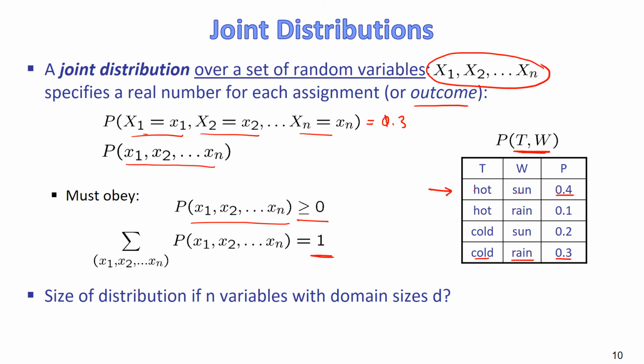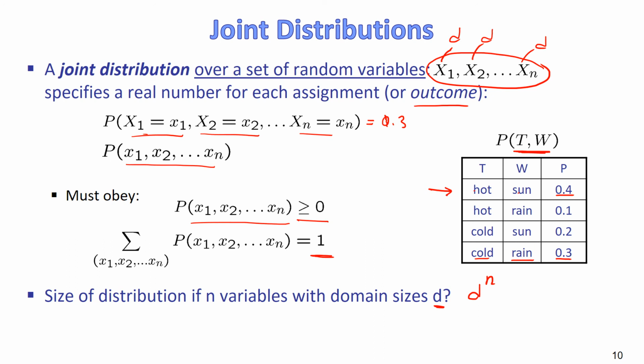Now what is the size of that table? If we have n variables and each of them has d possible values, what is the number of rows in that table, which is the size of the table? We have d for each, so it will be d times d times d and so on for all the variables, which means that we'll have d to the power n because we have n variables, which means that this is an exponential size.